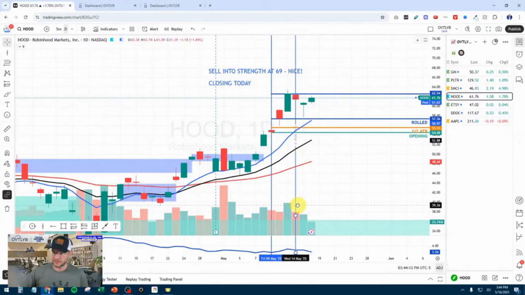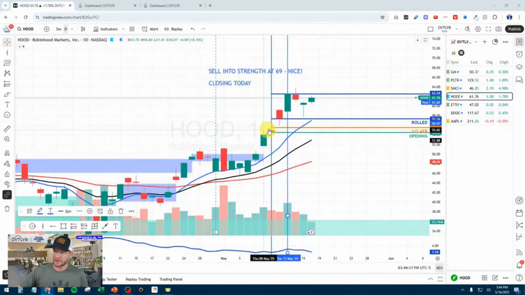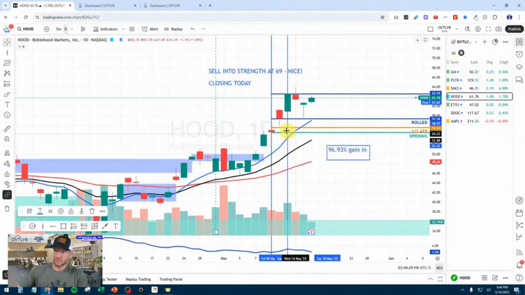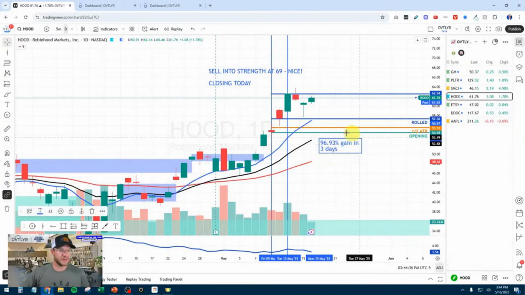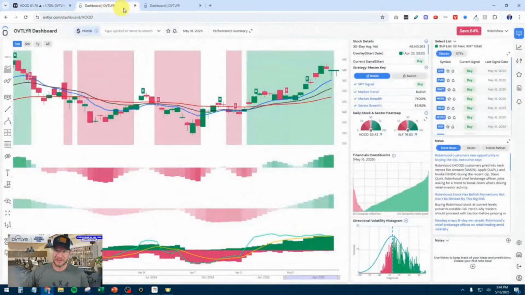So 2 days ago. Here, I got out on this candle right here. And I made, how much did I make this? 96.93% gain in 1, 2, 3 days. 96% gain in 3 days. And I'm not done yet.